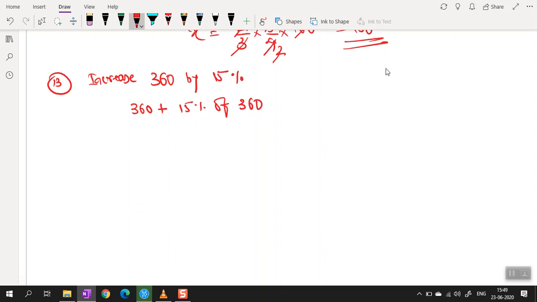Like if you think कि मैंने ऐसा लिखा होता कि 360 plus 15%, तो मैंने increase कर दिया. But ये 15% है. 15% of what? Of क्या? किसका 15%? वो बहुत जरूरी है. So if you don't write of what, then it is a trouble. ठीक है?